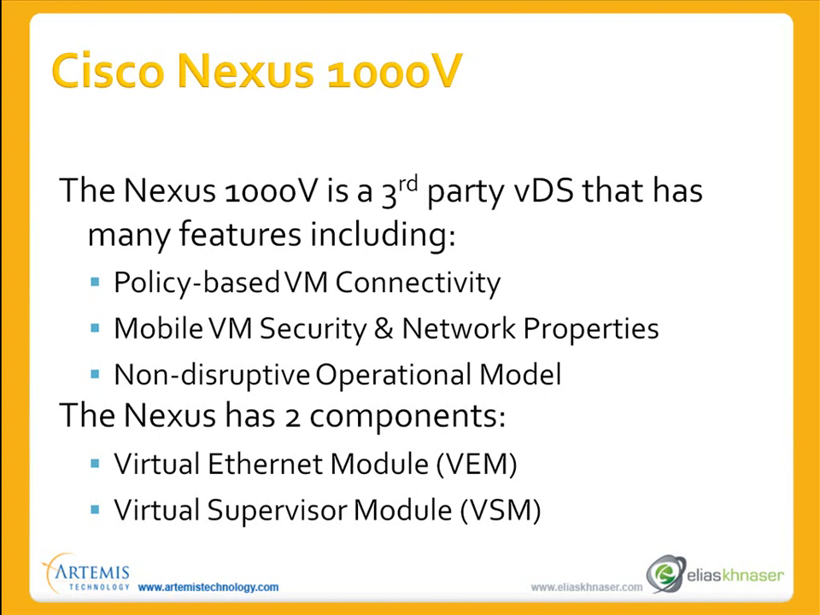So some of the features, some of the benefits that you get with the Cisco Nexus 1000V is policy-based VM connectivity. You get mobile VM security and network properties. You get non-disruptive operational models. The Cisco Nexus 1000V also has two components. You have the virtual Ethernet module, and we're going to talk about that in a second, and you have the virtual supervisor module. Now, for your networking team, they're probably very familiar with supervisor modules because that exists in most of the other Cisco products.